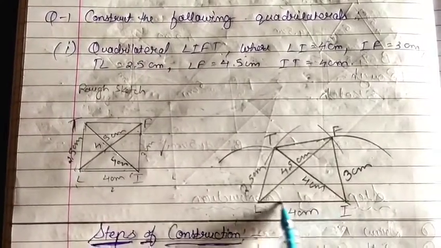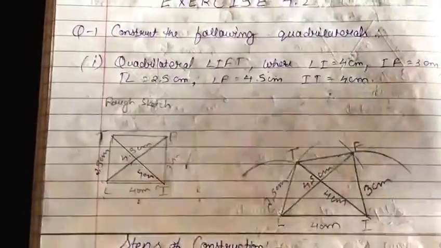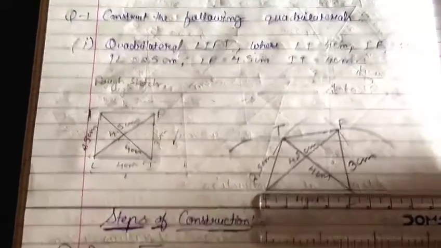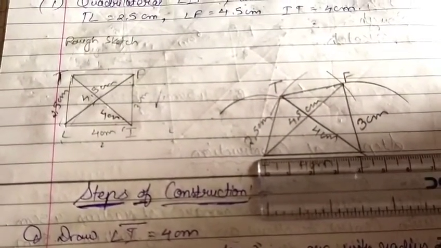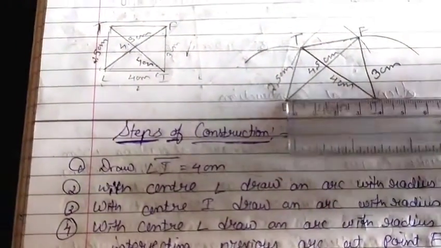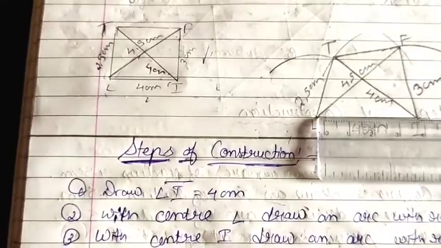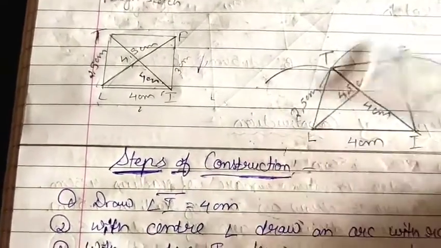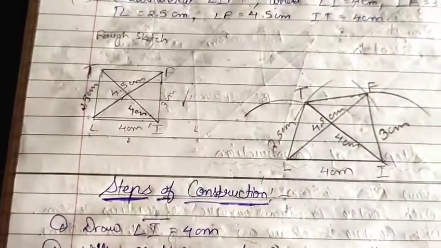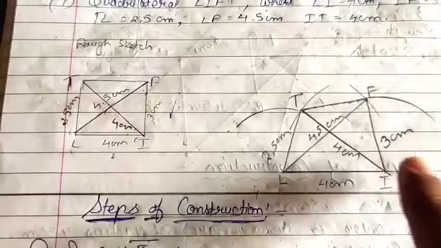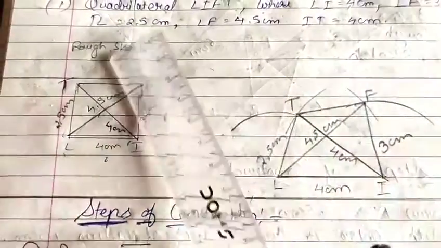Now first you need to draw this base of 4 centimeter. So see, 4 centimeter you have to take in this way. You have to construct this base, write it over here. Step: draw LI of 4 centimeter. This kind of step you have to write. Then first and foremost, get these two sides, if the length is given. Yes, it is given. So this side is 2.5 and this side is 3 centimeter.